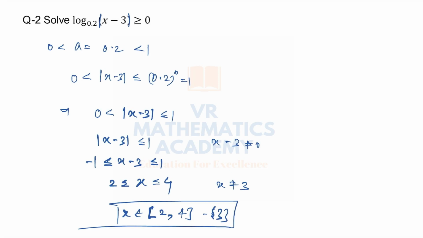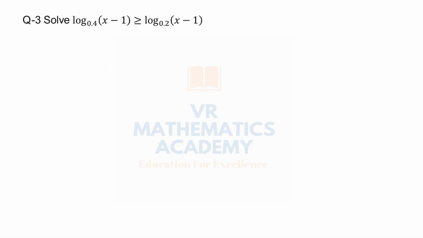So this is the solution of question number 2. Okay, so next, question number 3: we have to solve log of x minus 1 base 0.4 greater than or equal to log of x minus 1 base 0.2. So in this question, we firstly equalize the base on both sides.